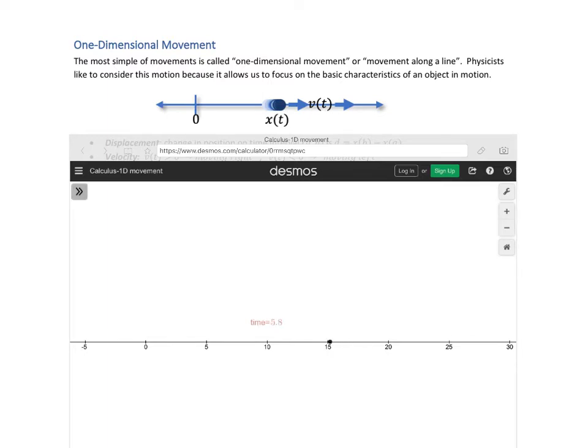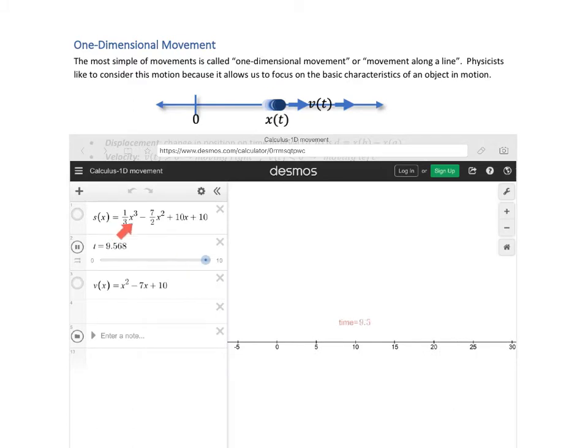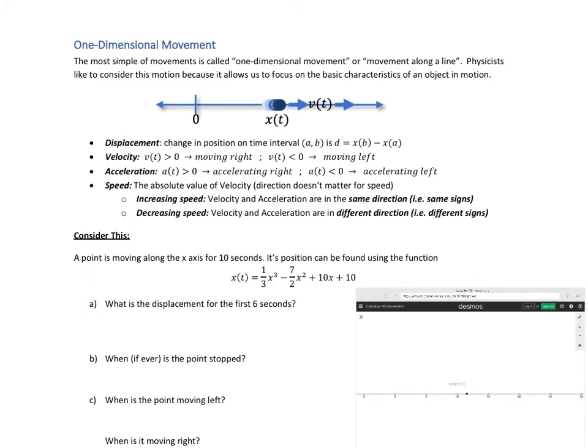Here's the function that we're looking at: 1/3 x cubed minus 7/2 x squared plus 10x plus 10. And that's governing the position of this point. Sometimes we want to figure out how far it's moved. We call that displacement. That's a change in position, or x of b minus x of a for the interval a to b. If we're looking at the velocity, if velocity is positive, it's moving right. If velocity is negative, it's moving left.